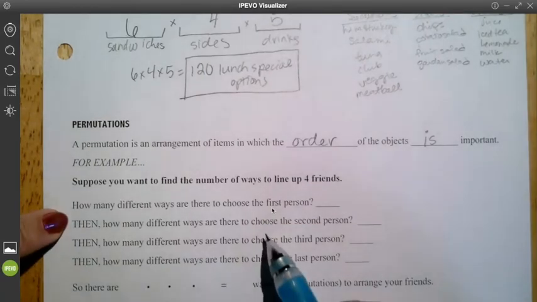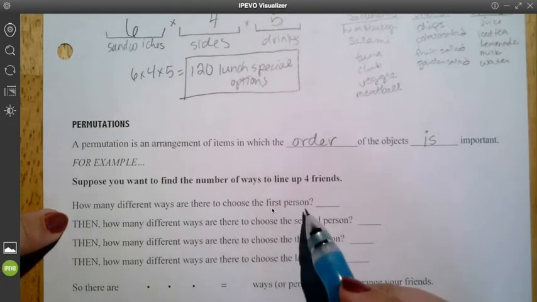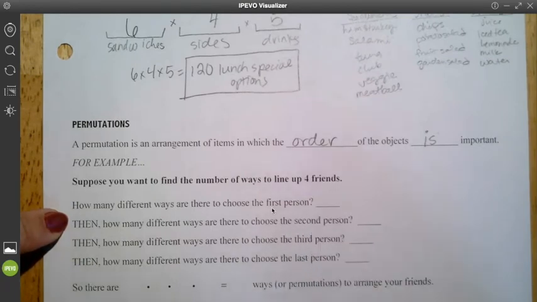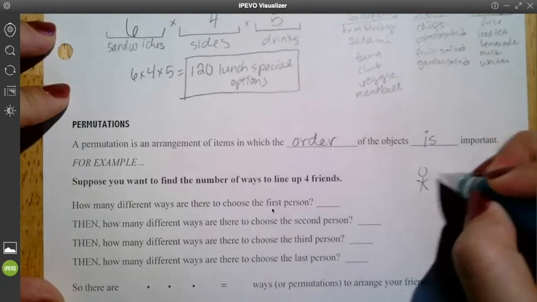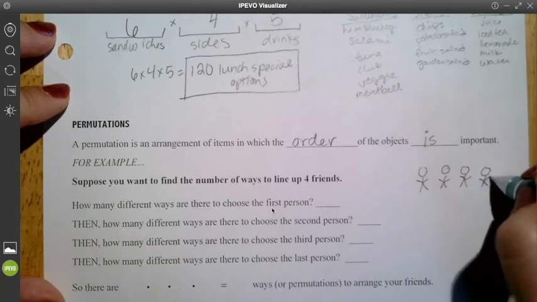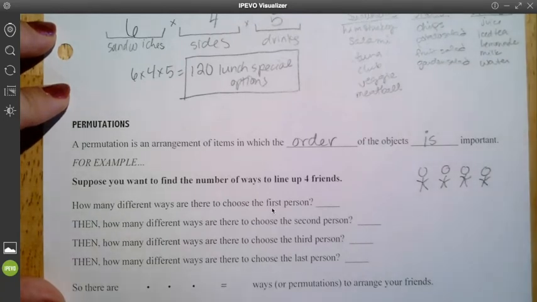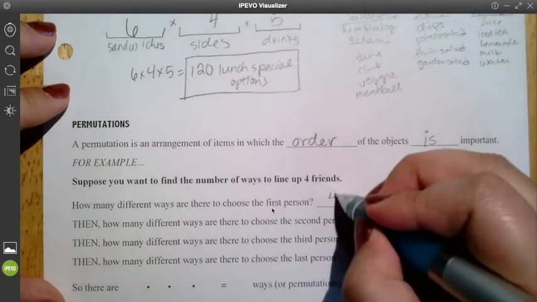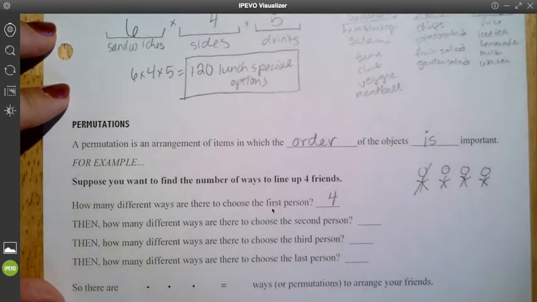So how many different ways are there to choose the first person if you have 4 friends you're choosing from? So if there are 4 people here, how many options do I have for the first person? Well, I have 4 options. Now I've chosen a person.